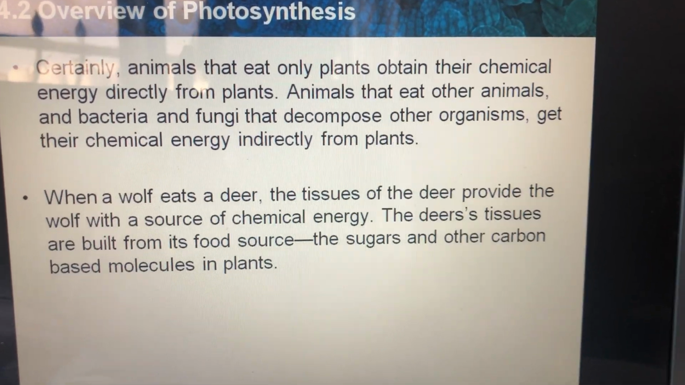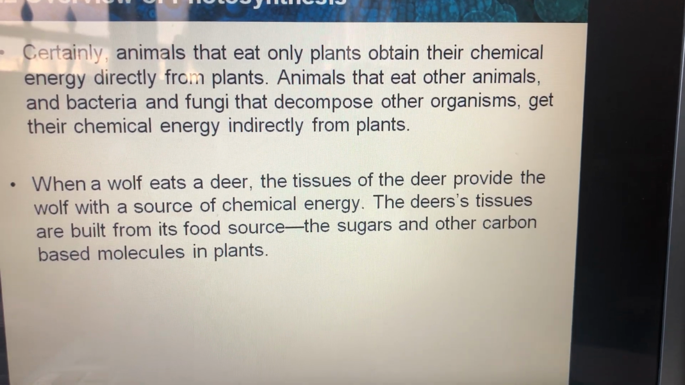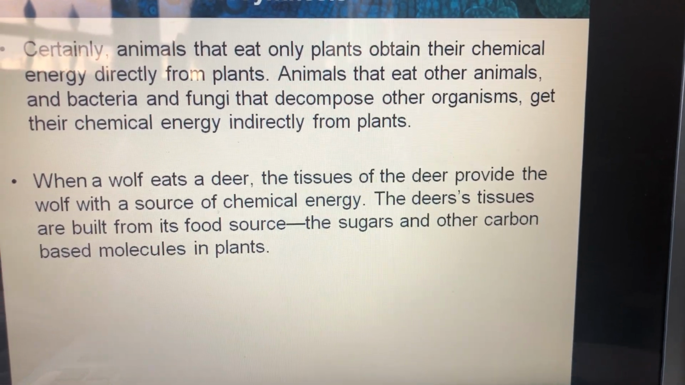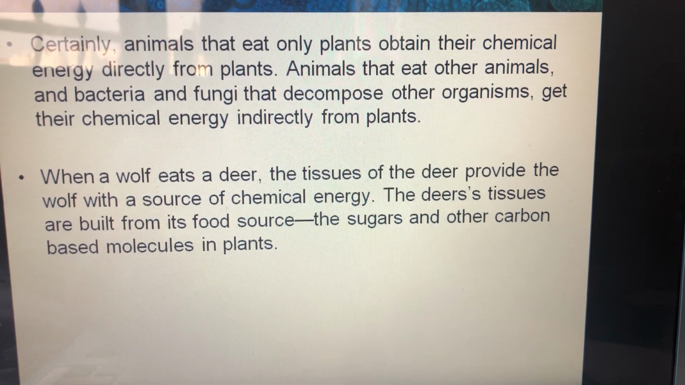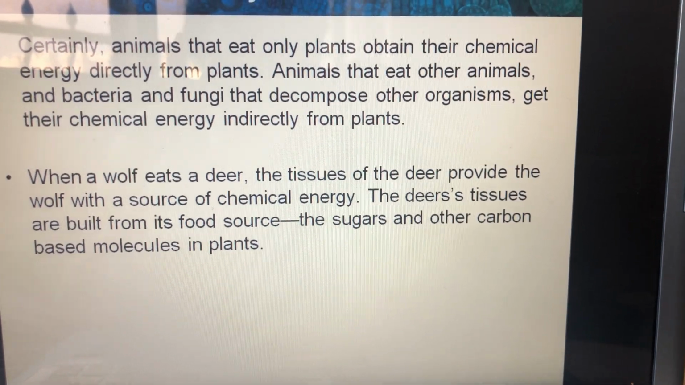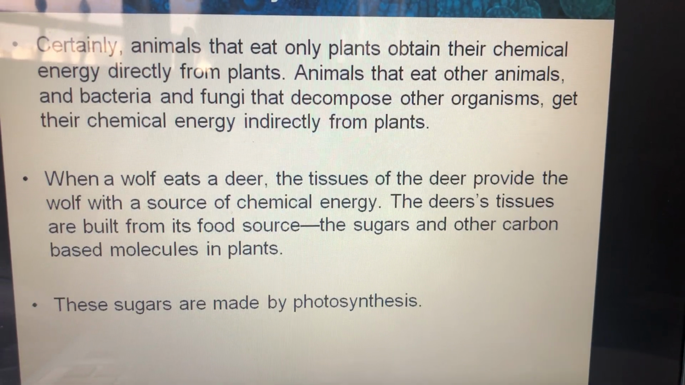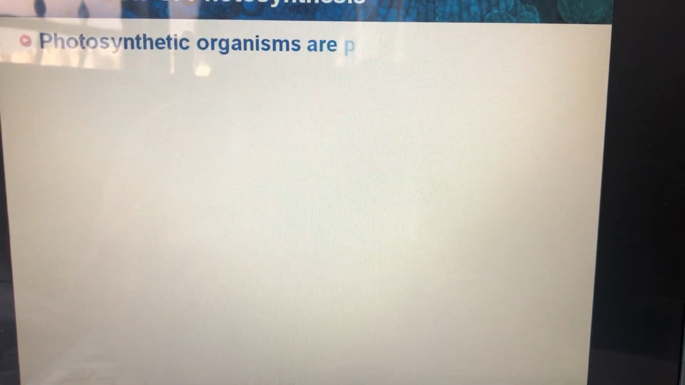When a wolf eats a deer, the tissue of the deer provides the wolf with a source of chemical energy. And the deer's tissue is built from its food source, which is the sugars and other carbon-based molecules in the plants. So the sugars are made by photosynthesis.